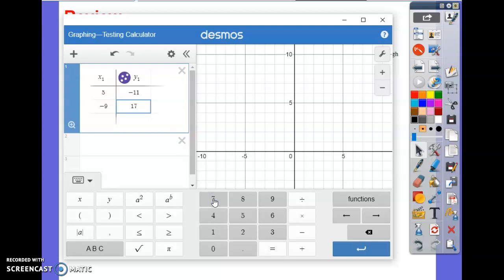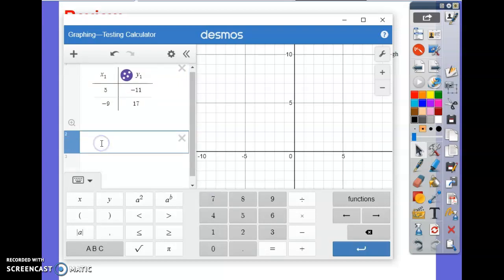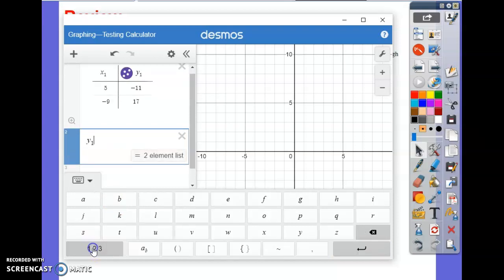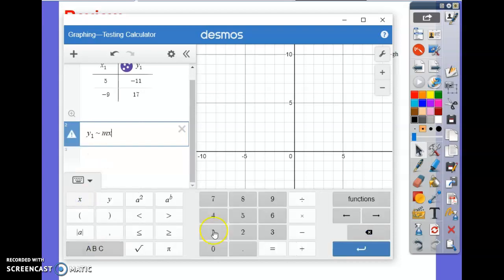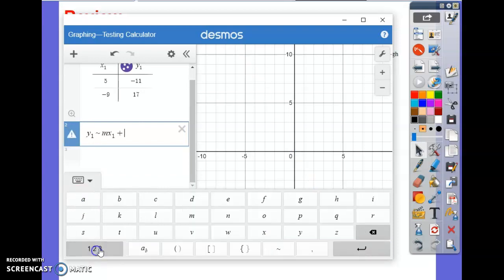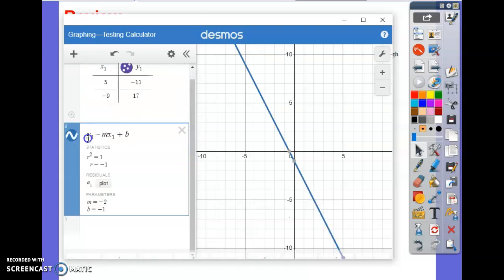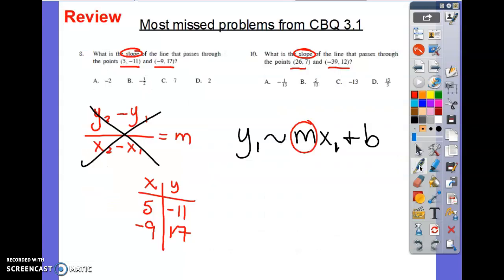Okay. Once you add the table, then right here underneath it, you're going to type y1 approximately mx1 plus b. Remember this little button's in your keyboard too. Approximately. Because it's going to give me the equation, but it's also going to give me the slope. Look at the slope right here. M equals -2. Super easy. M equals -2.